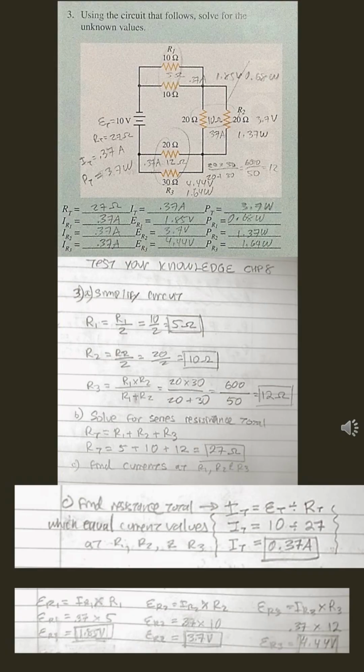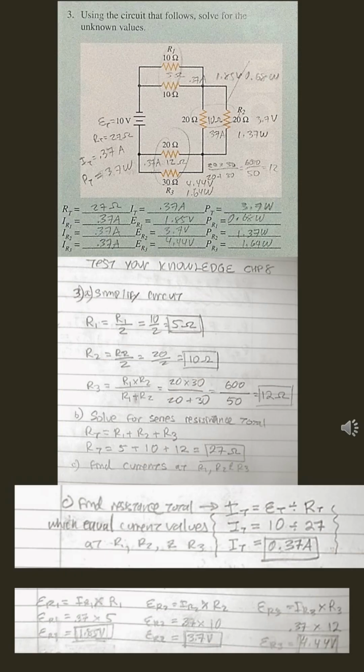So next, we move on to finding the total current. To find our current total, we have to find our resistance total, and for that we use Ohm's law. Current total equals voltage total divided by resistance total. We know our voltage total is given to us as 10 volts. So we divide that by our resistance total that we just found, 27 ohms, and that gives us 0.37 amps. And that is our current total.